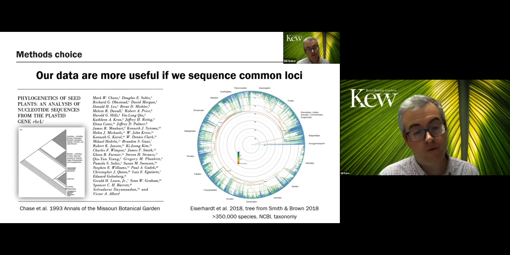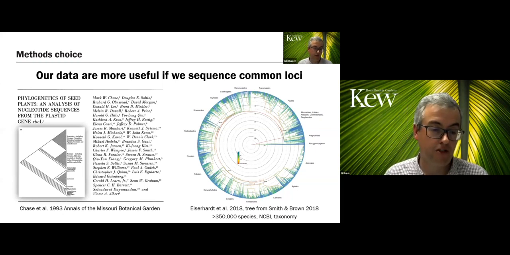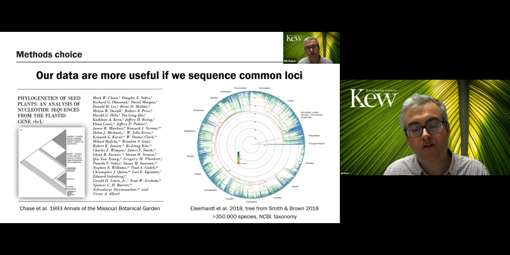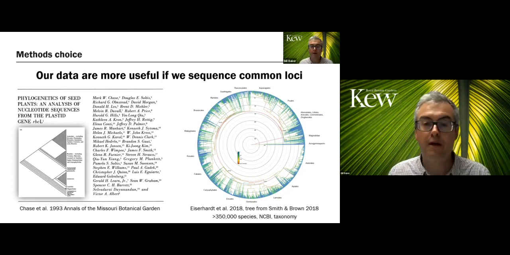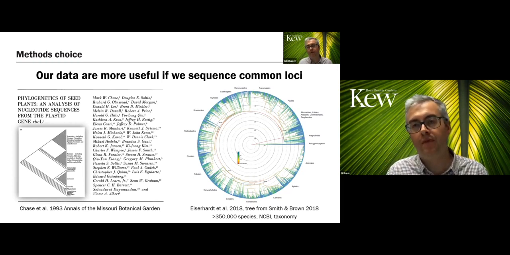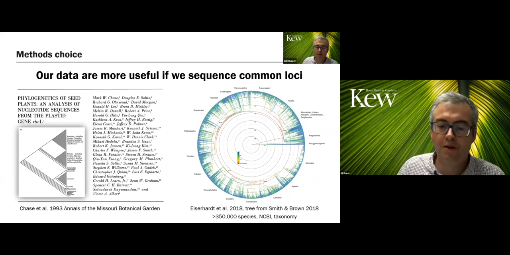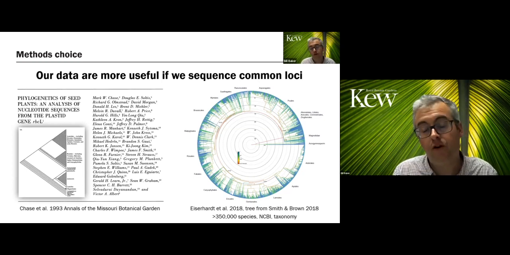And looking back to the amazing work I mentioned earlier, the paper published by Mark Chase et al. in 1993, this paper was a huge success and was so influential because it drew on the fact that everybody was sequencing the same things. In those days, they were constrained by what they could practically get access to because there were PCR primers and so on. So we were immediately thinking, well, how can we try to sequence common loci so that not only can we pull together a big tree of life for the flowering plants, but how can we ensure that our data will be valuable and usable into the future?